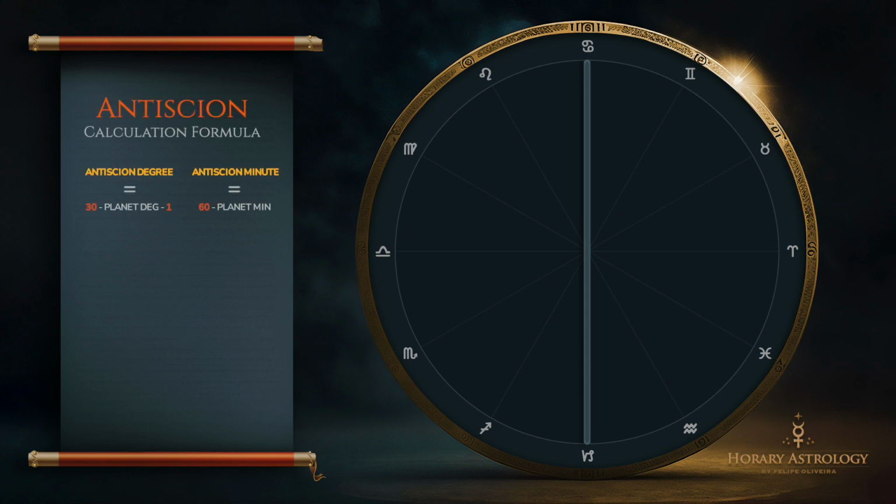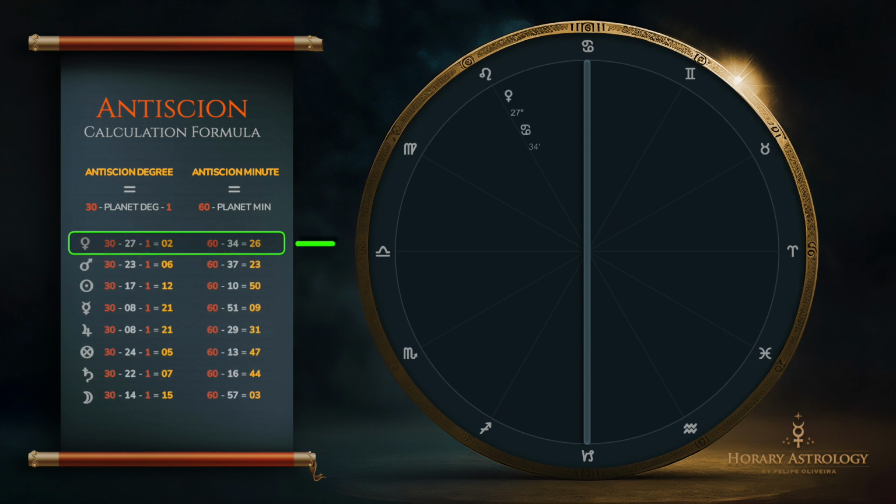Each sign has 30 degrees, so we take 30 minus the planet's degree minus 1, and that gives you the Antiscion's degree. Each degree has 60 minutes. 60 minus the planet's minute gives you the Antiscion's minutes.